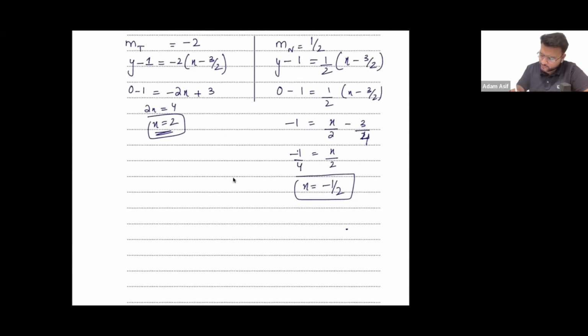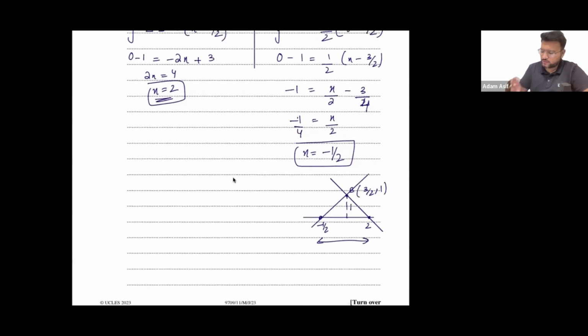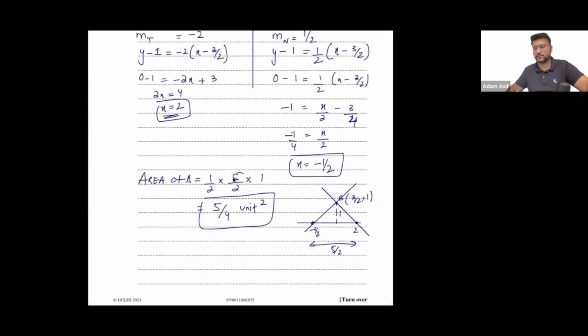I'll represent it on the diagram. This is the x-axis. This was the tangent line. This is point B. This point is 2. The normal line intersects at minus half. This is 3 upon 2 comma 1. So the height is 1. And this distance is going to be 2 minus half. That's 5 upon 2. So the area of the triangle would be half times base, which is 5 upon 2, times height, that is 1. So at the end, we get 5 upon 4 units squared as the area.